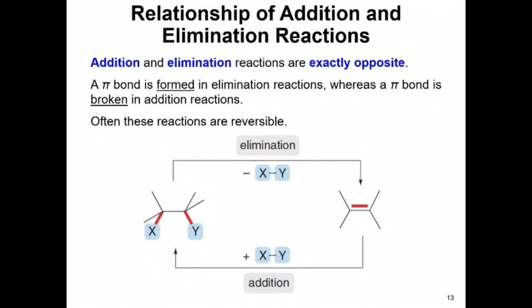And as I've mentioned earlier, addition and elimination reactions are the exact opposite. A pi bond is formed in elimination reactions, whereas a pi bond is broken in addition reactions.